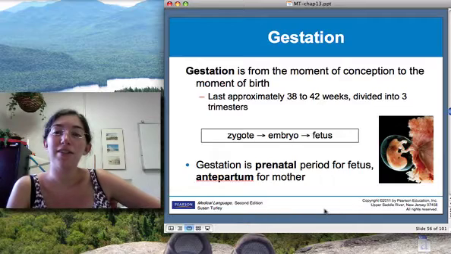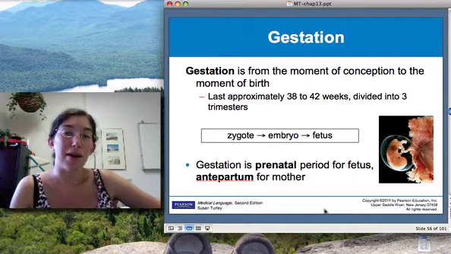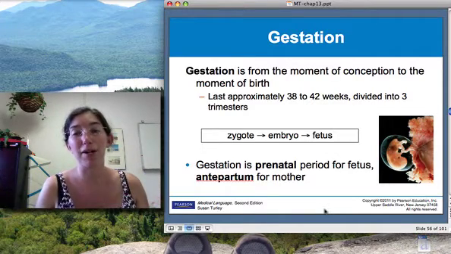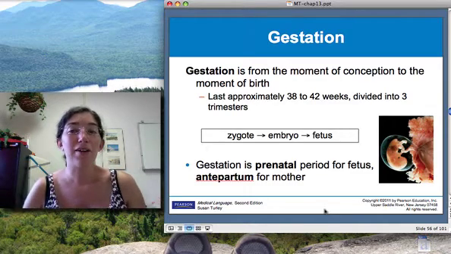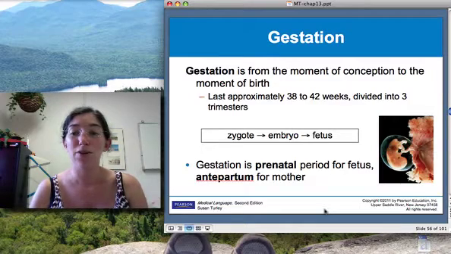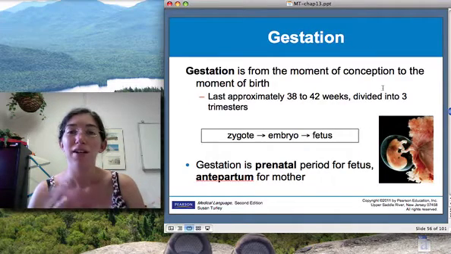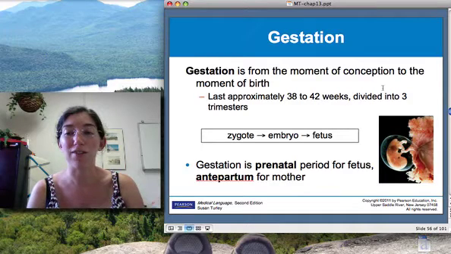So gestation is really a medical term for pregnancy, the time from conception to birth. Gestation lasts in humans approximately 38 to 42 weeks, and it's divided into 3 trimesters, which I don't have a timeline for you, but I do in the next slide, an overview of the major events of each trimester.